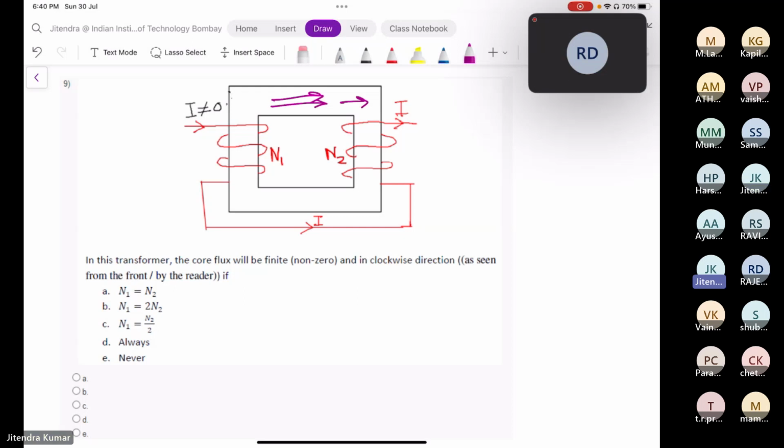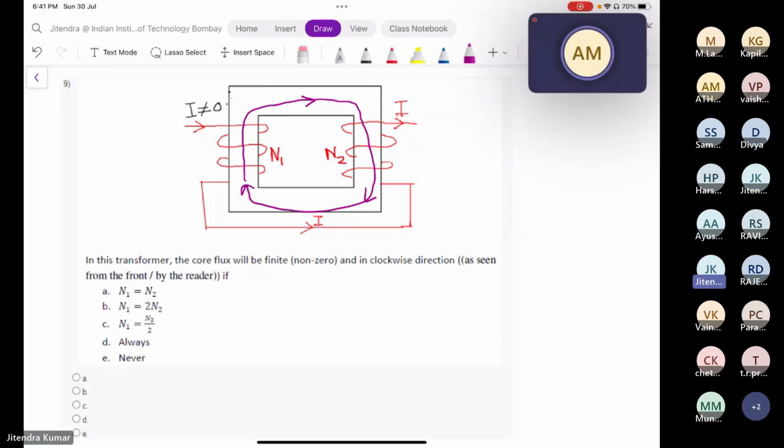In the ninth problem, which is similar to the eighth, the condition is a bit different. Here the requirement is that the core flux should be finite and in the clockwise direction. Option B, sir. Okay, we will verify each and every option.